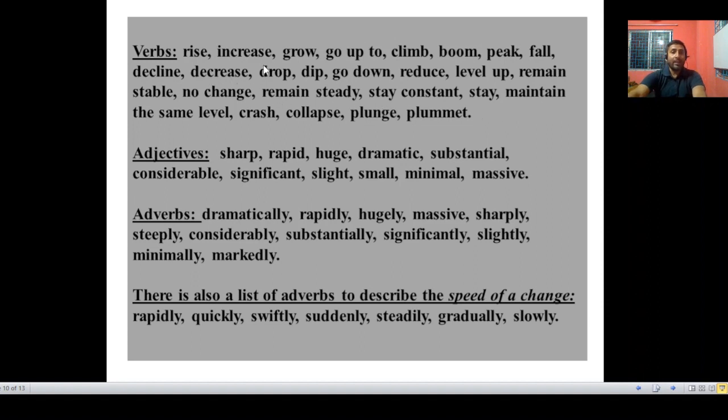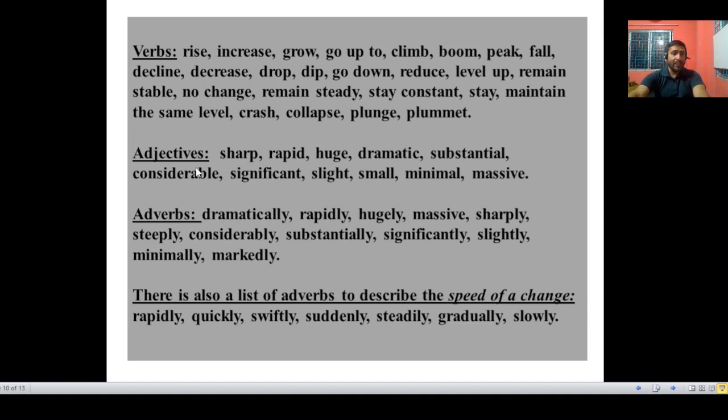And first of all, we have to know about this kind of verb. That is rise, increase, grow, go up, climb, boom, peak, fall, decline, decrease, drop, dip, go down, reduce, level up, remain stable, no change, remain steady, stay constant, stay, maintain the same level, crash, collapse, plunge, plummet. This is all kinds of words we have to know.